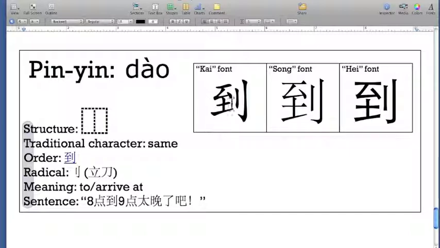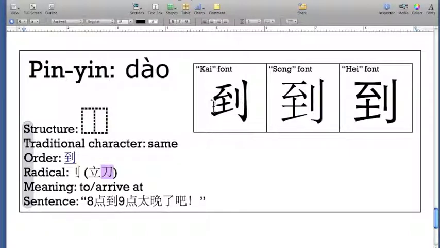On the left, we have this character zhi, and on the right, we have a li dao radical. This radical is called the li dao. It means an upright knife. So it's this knife character written upward, standing up.